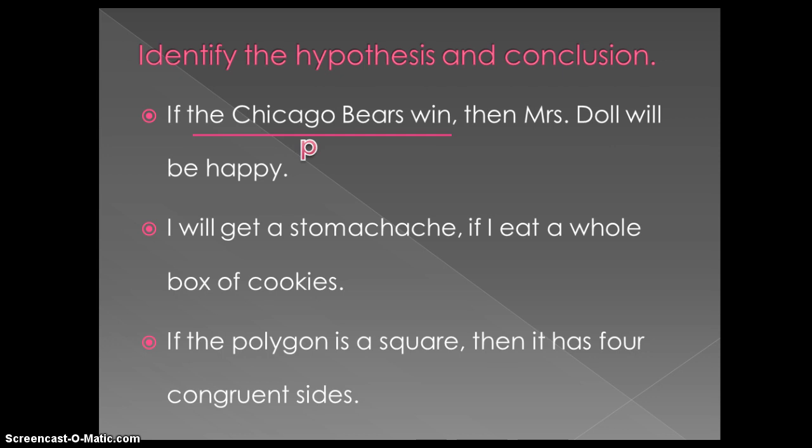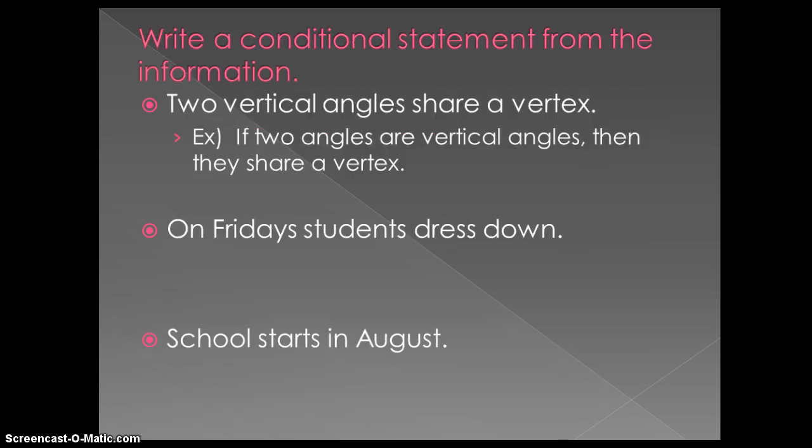Welcome back. So let's see. This first one, the hypothesis, which remember we use a P to symbolize, is the Chicago Bears winning. The effect or the conclusion is Mrs. Doll will be happy. And the second one, the hypothesis, is me eating a whole box of cookies. And then the result or the conclusion is getting a stomachache. And the third one, the polygon is a square, and then the conclusion is it has four congruent sides. So hopefully you were able to identify this. We'll practice these more in class.